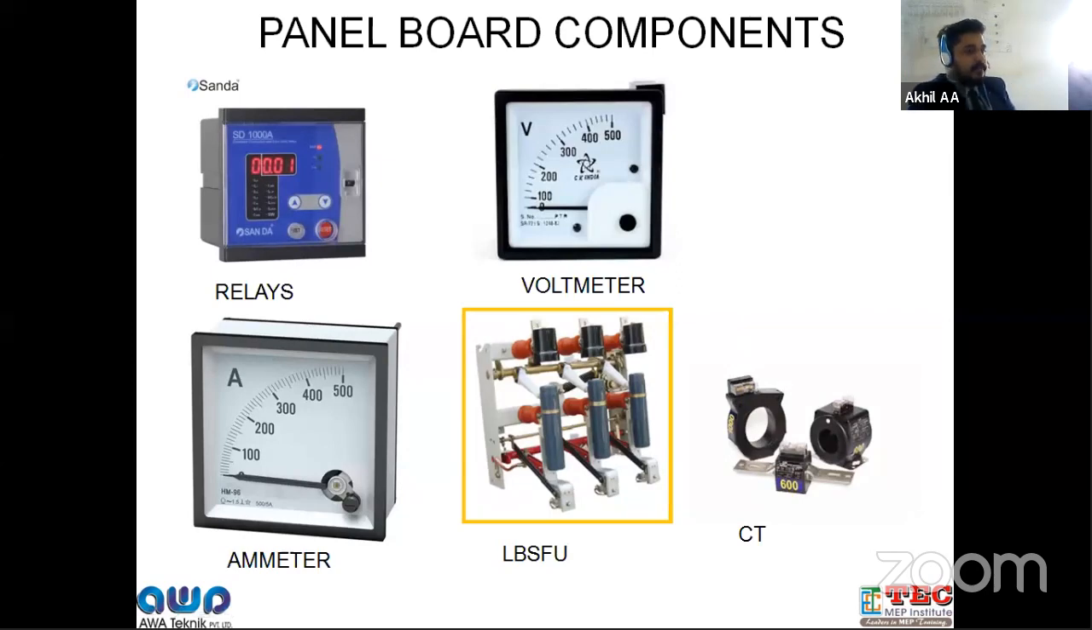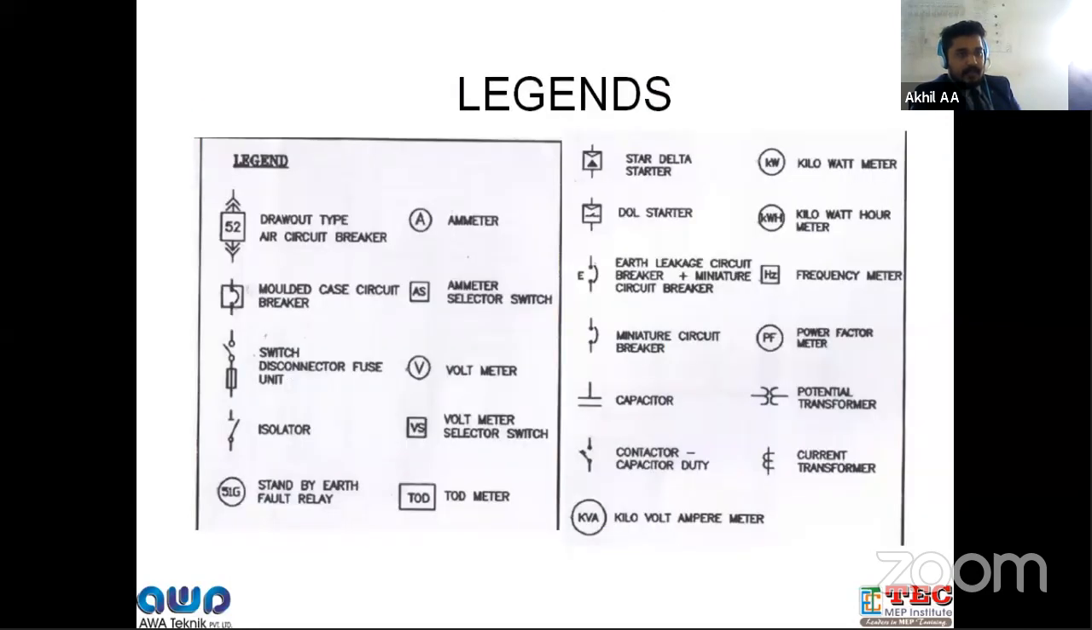All the panel boards will be having relays, voltmeter, ammeter, LBSFU, that is load brake switch fuse unit, or the air brake switch fuse unit, CT, or the current transformers. Okay, and many other equipments will be there. And these are the commonly used legends to represent the circuit breakers, ammeter, everything.